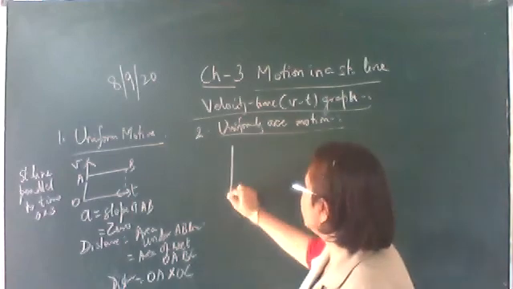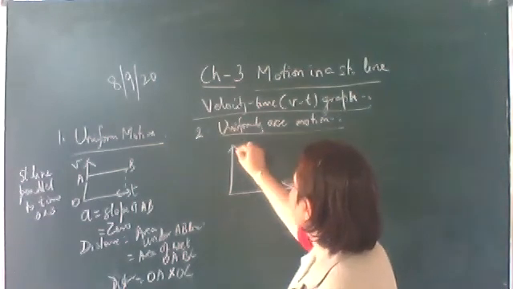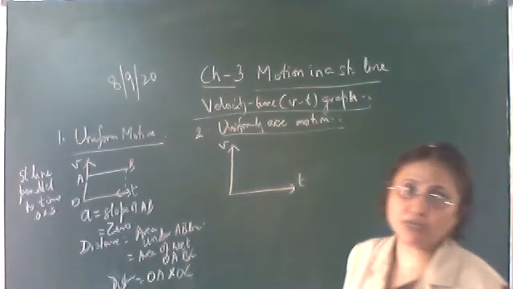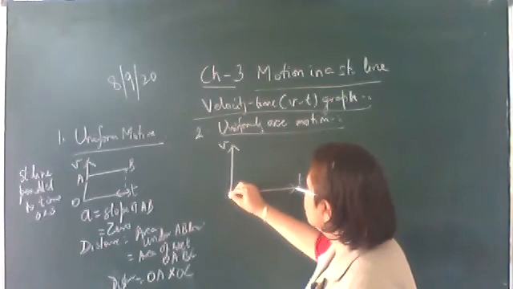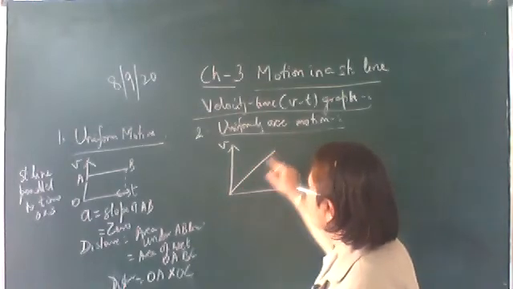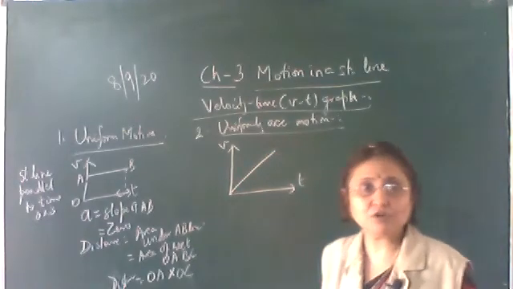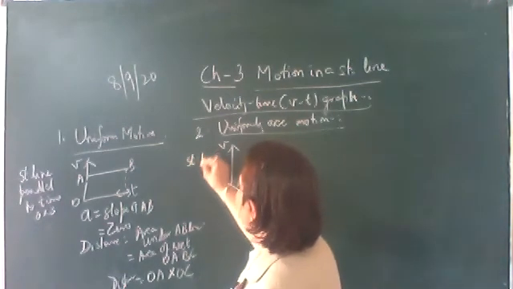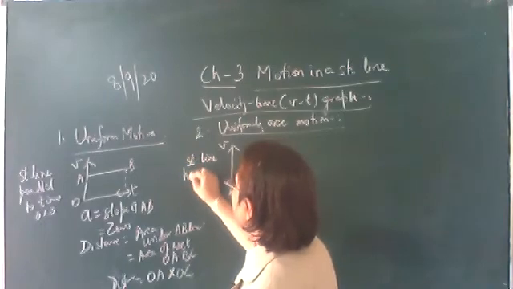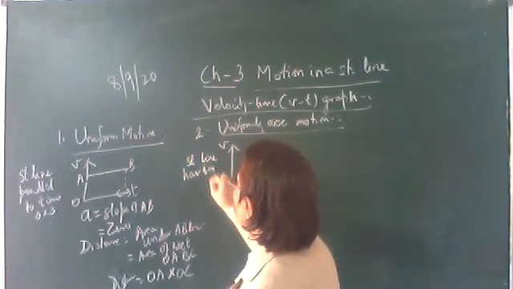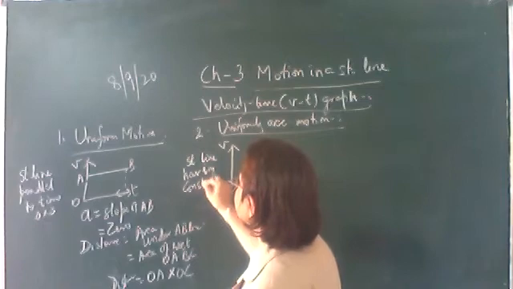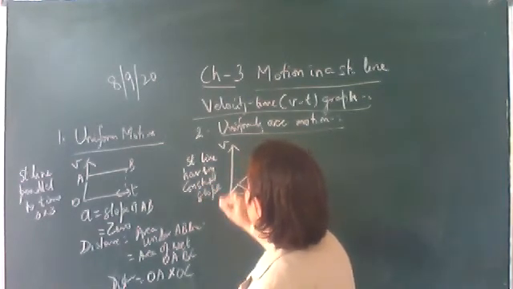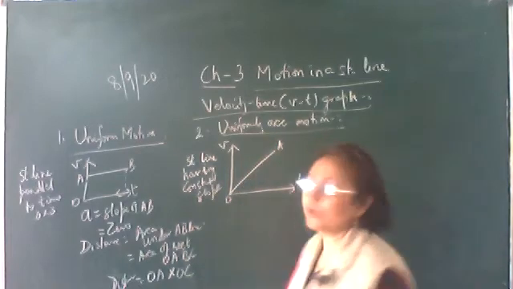Let us draw the VT graph. The change in velocity is equal in equal intervals of time. So how will you get the graph? It will be a straight line having a constant slope. So how is the graph? It is a straight line having constant slope. Let the line be OA.